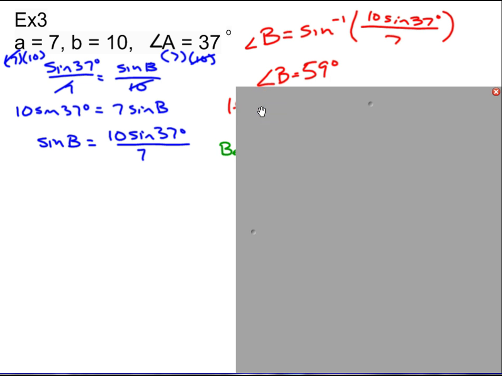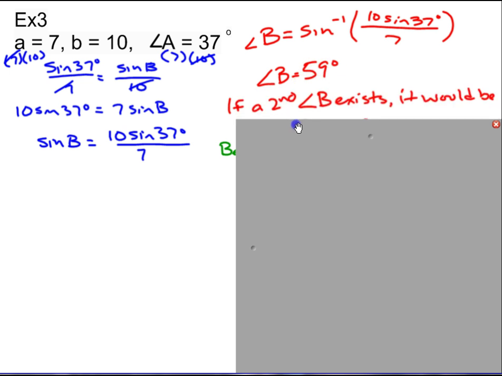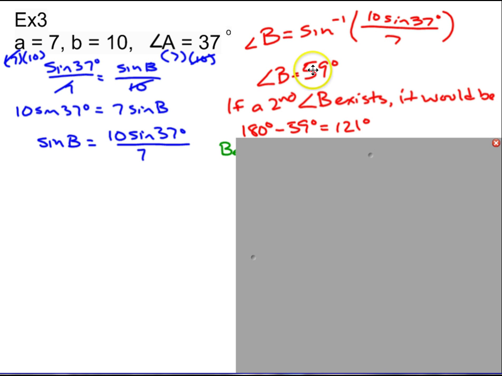So the question is, what would be the other angle that would have the same sine? Well, it would be its supplementary angle. So if there is a second angle B, it would be 180 minus 59. If you put that in your calculator, sine of 121, sine of 59, you're going to get the same ratio.